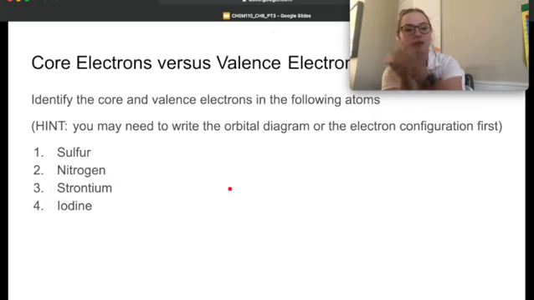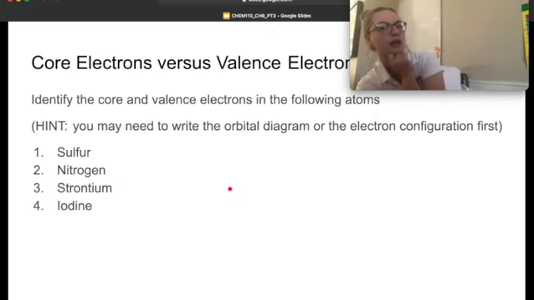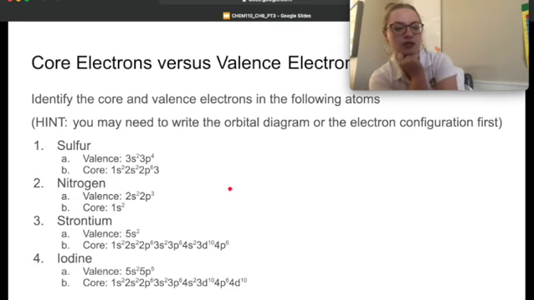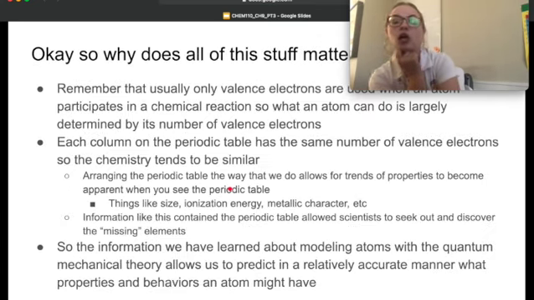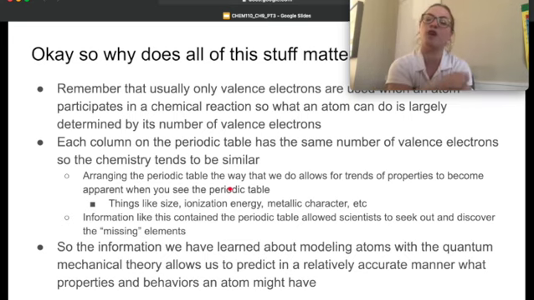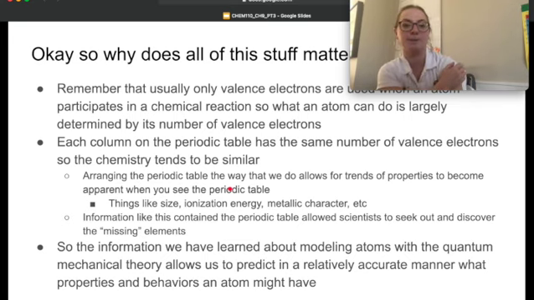So I gave you some other ways to practice here. You could either write the orbital diagram or write the electron configuration, and then you can determine which ones are core and which ones are valence. So go ahead, go back, do some practice for yourself on your own without me guiding you.